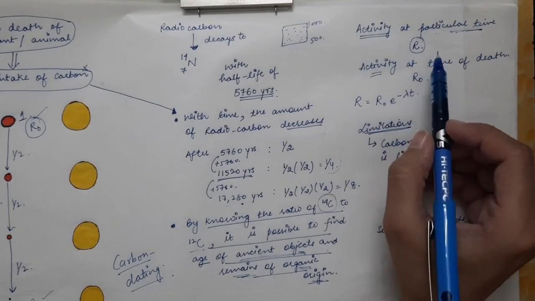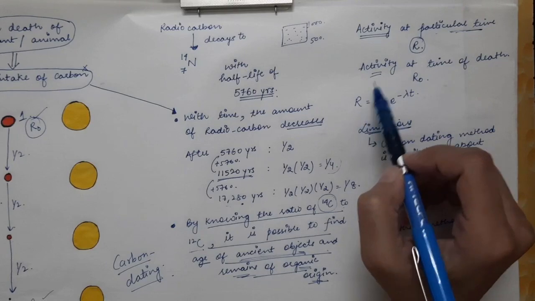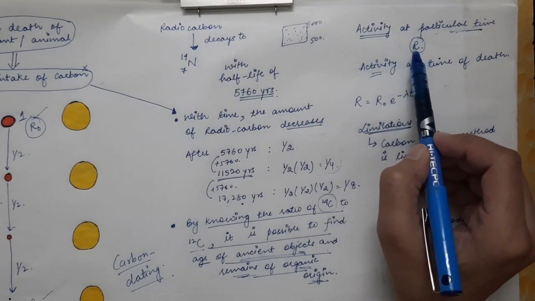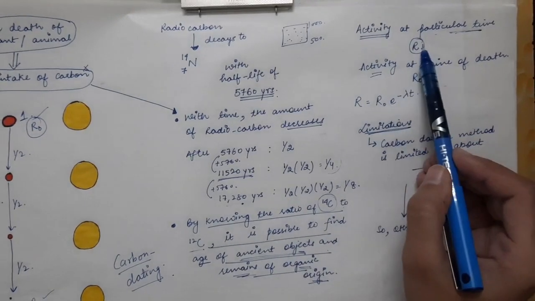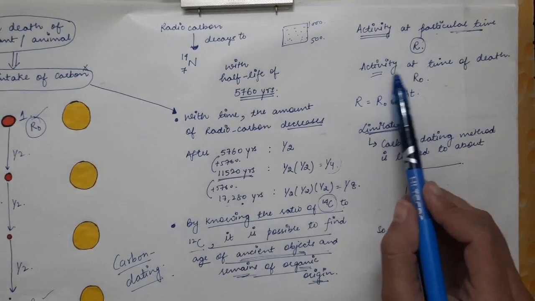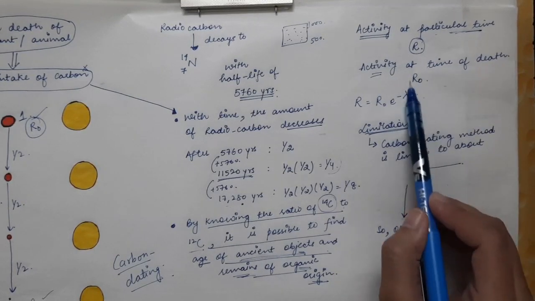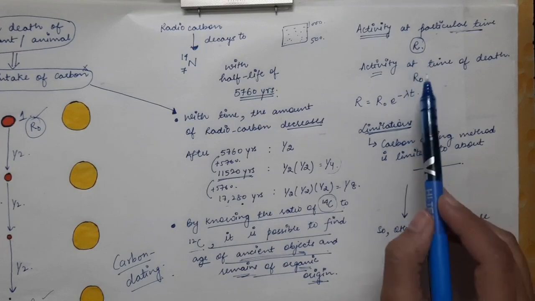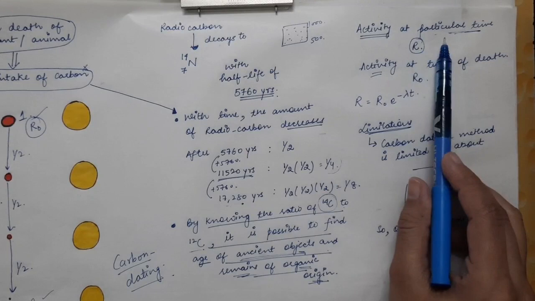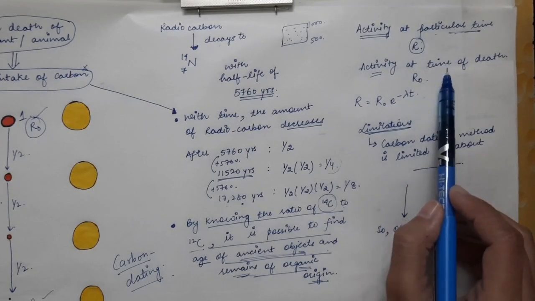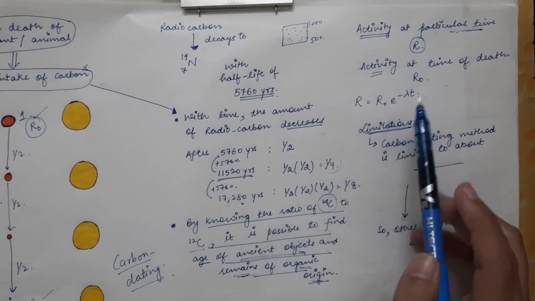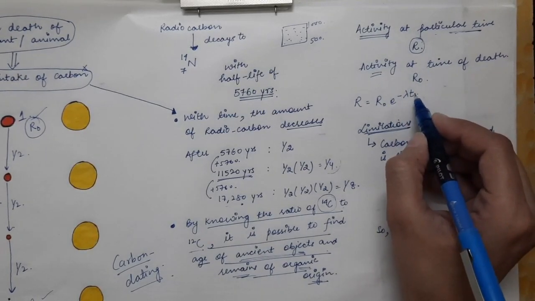If we want to find the age of a particular object, first of all we are going to see the activity of the radioactive carbon which is present in that sample at the time when we want to find the age, and the activity at the time of death is given by R0. Capital R as well as R0 can be determined experimentally. So using these two numbers we can find the age of a particular specimen.